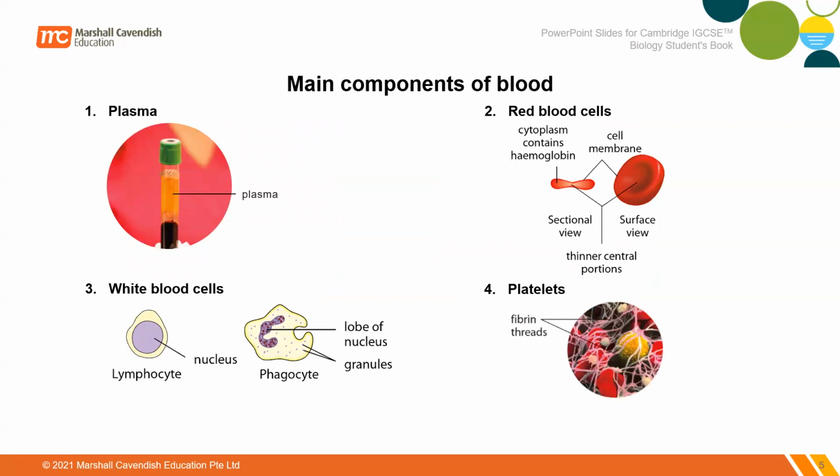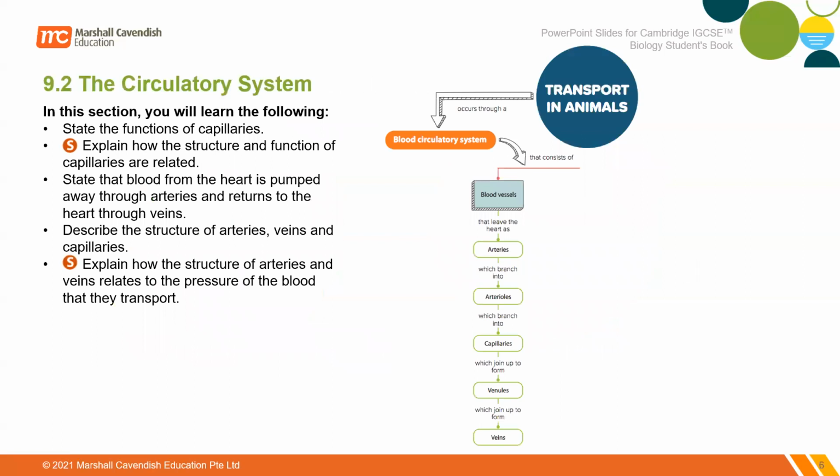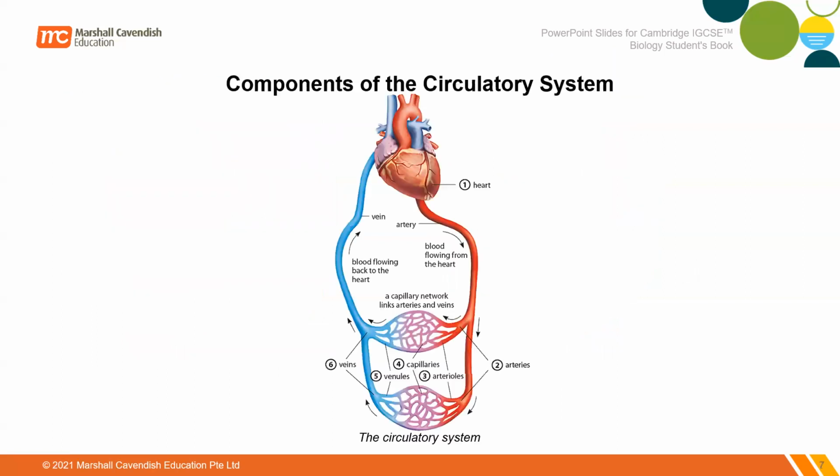Lymphocytes and phagocytes are white blood cells; plasma is the fluid or liquid part of the blood; red blood cells transport oxygen to the respiring tissues; and finally platelets prevent blood clots. Let's go to the circulatory system. For the circulatory system in year 9, you need just to understand the flow of the blood throughout the body.